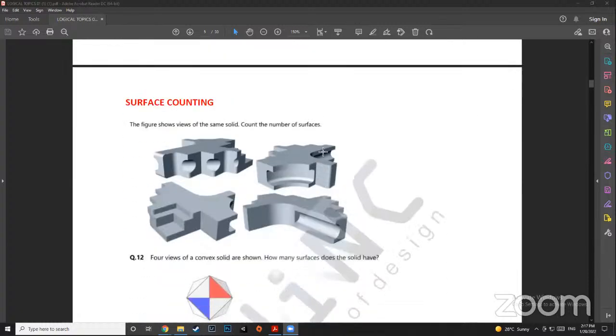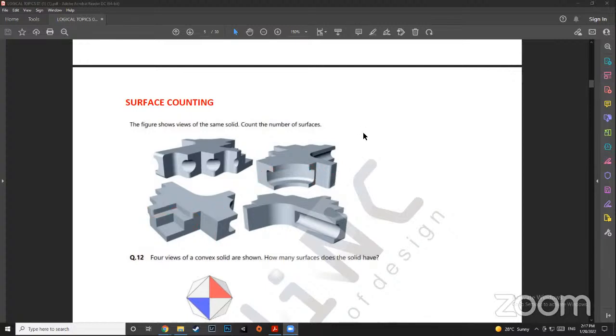Then, how many surfaces does this have? When you count surfaces, you count corners as 2 separate surfaces, but you can see this corner is smooth. Smooth corners count as a single surface. So you have to count the number of surfaces. How many surfaces are there? This will be a single surface, this will be a single surface, this will be a single surface, and this will be a single surface. So it can get very confusing.